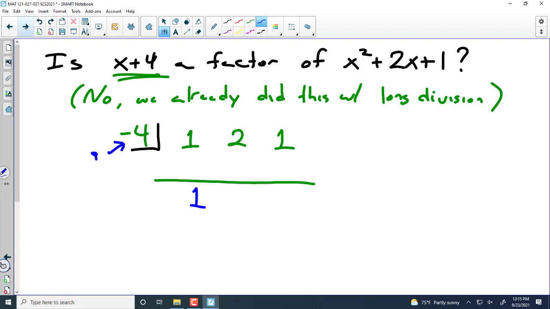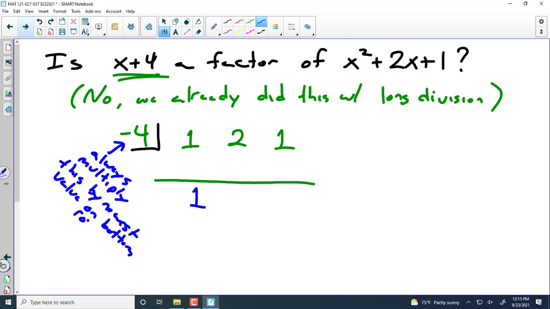After you add, you multiply. So always multiply this by the newest value on the bottom row. So negative 4 times 1? Negative 4. Add. 2 plus negative 4? Negative 2. Multiply. Negative 4 times negative 2? Positive 8. 1 plus 8?